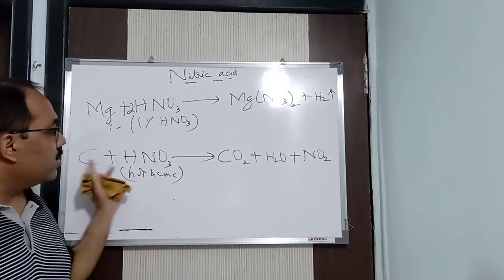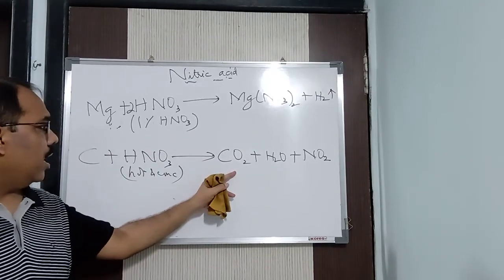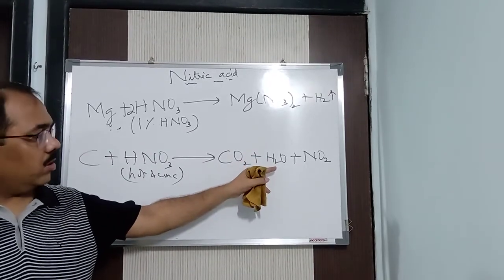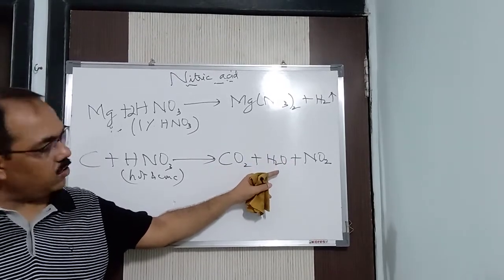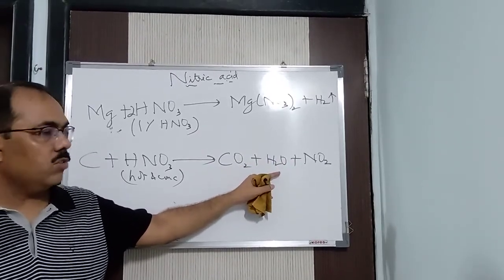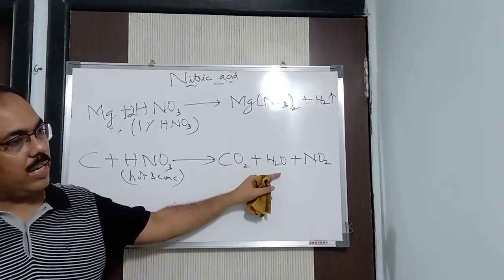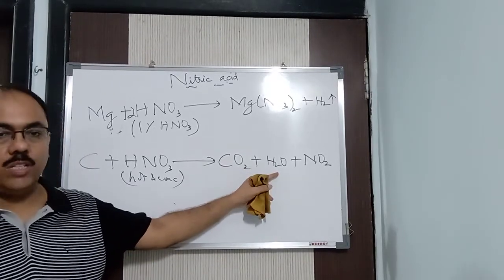So carbon gets oxidized to carbon dioxide, and water and nitrogen dioxide are formed. Got it? You will say, sir, carbon dioxide and water will form carbonic acid. No doubt, yes, it is going to form H2CO3. But H2CO3 is an unstable acid. Again, it will decompose to give you carbon dioxide and water.